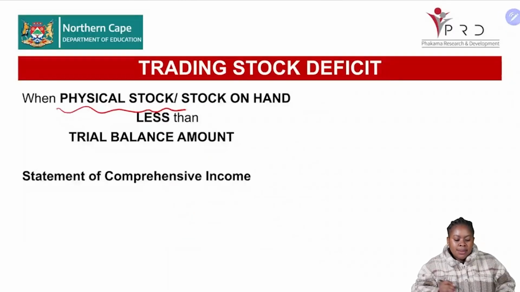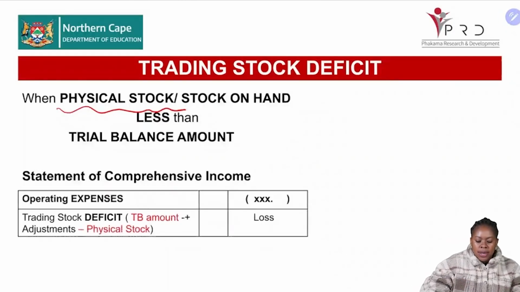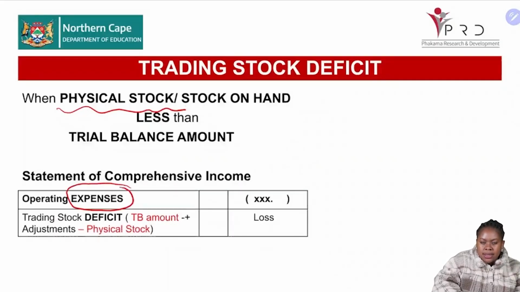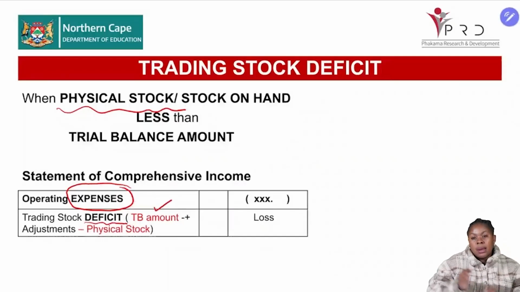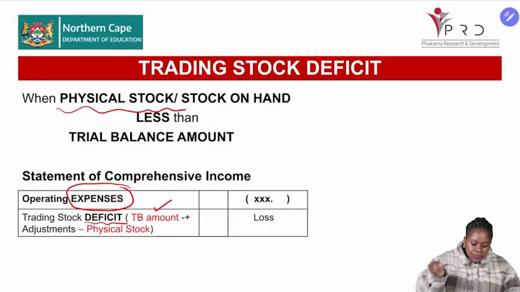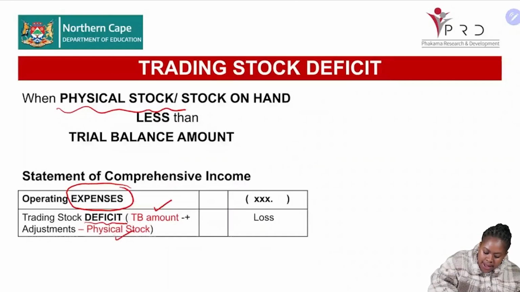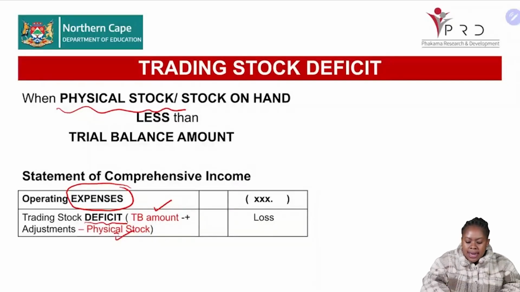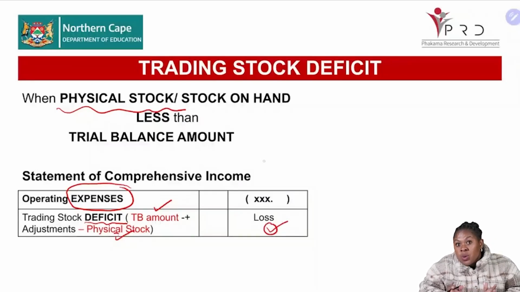How do I then record a deficit in my comprehensive income? I'm going to record it under expenses because I'm losing that amount. Okay, then it's a deficit. You must write whether it's a deficit or a surplus. And then I'm going to take my trial balance amount plus minus my adjustments. Okay, and then I will subtract my physical stock. Then I will get my loss. That is a 3 out of plus minus 5, sometimes 6 or 7 marks, depending on the way in which the examiner is going to test this question. But be prepared, grade 12s. Know what is expected from you.